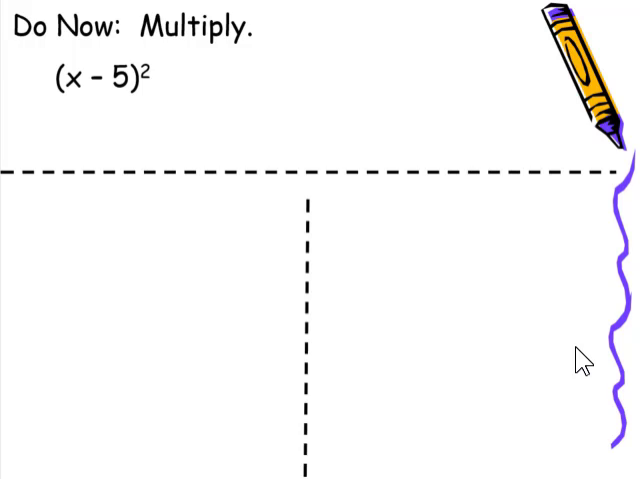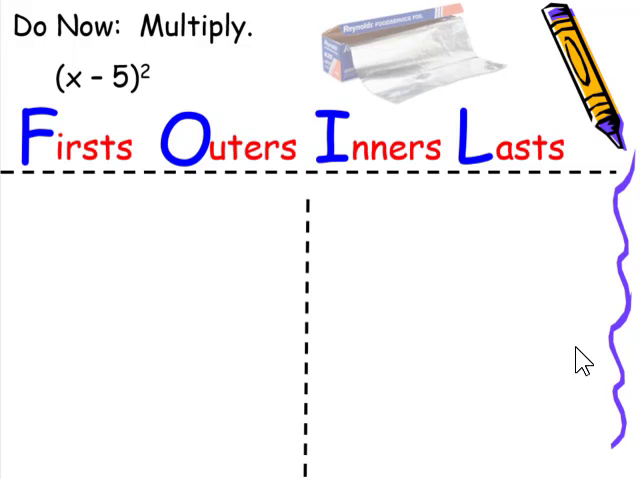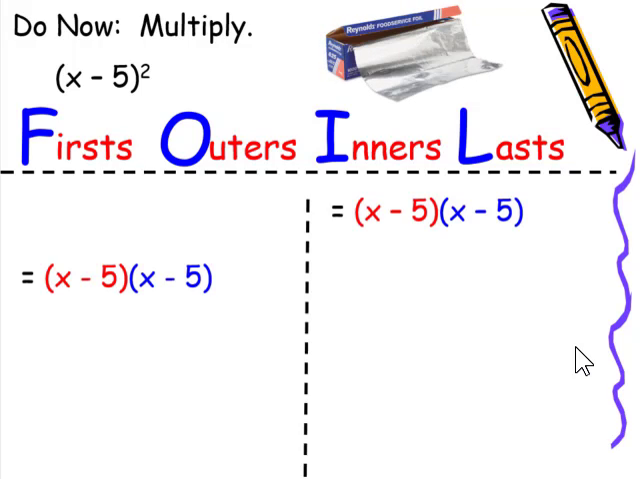Another method, which I'm not really fond of, is called FOIL. And I'm not talking about this FOIL, I'm talking about here. First, outers, inners, last. It works just like the distributive property, but the distributive property will always work for all cases. FOIL only works for a binomial times a binomial, so it wouldn't work for a binomial times a trinomial, or a trinomial times a binomial.